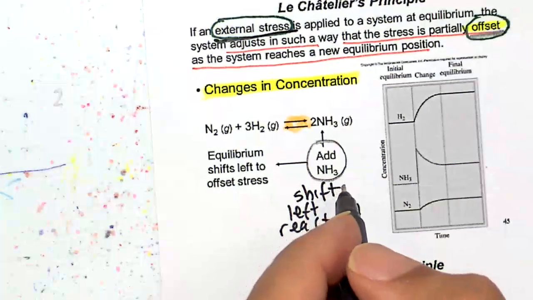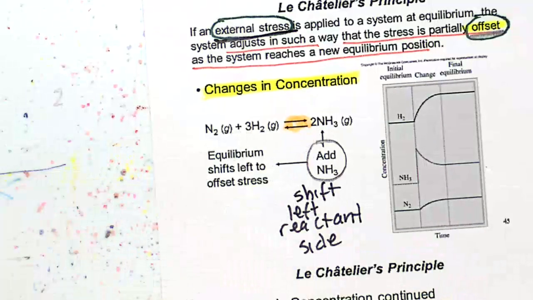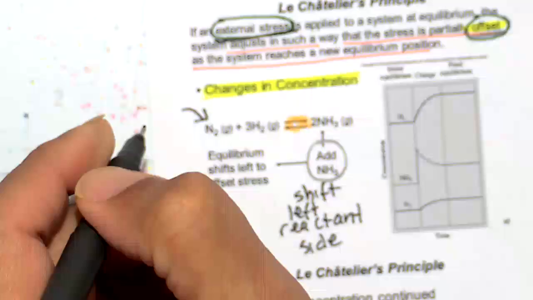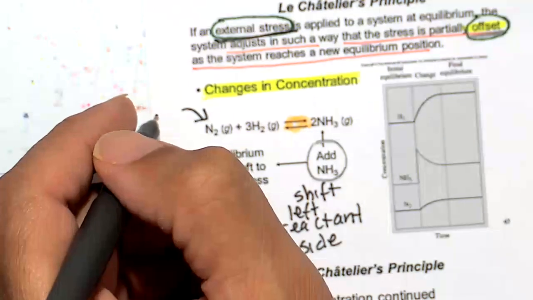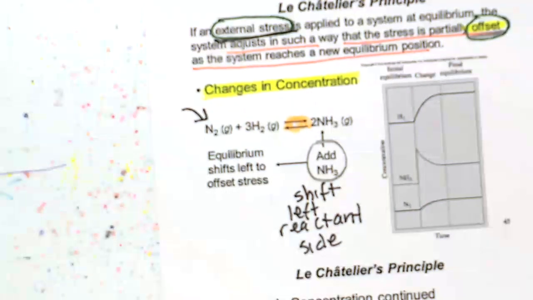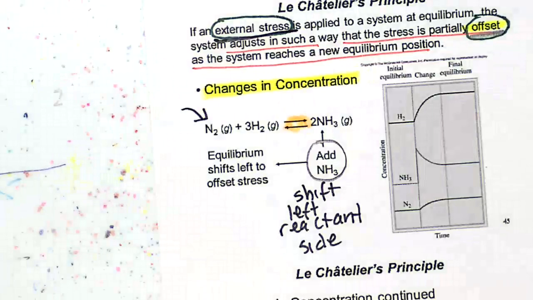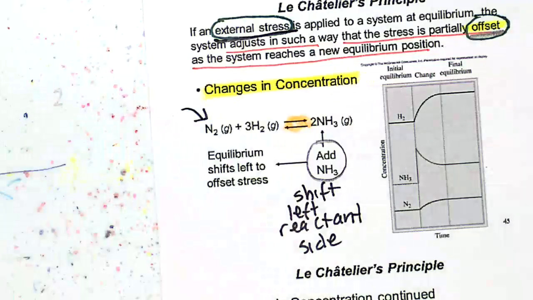What happens if I remove NH3? Where will it go? It will shift right to the product side. What happens if I add N2? Where will the reaction shift? If I add N2, what's the offset of adding N2? Removing N2. So which way will the reaction shift to remove the N2?